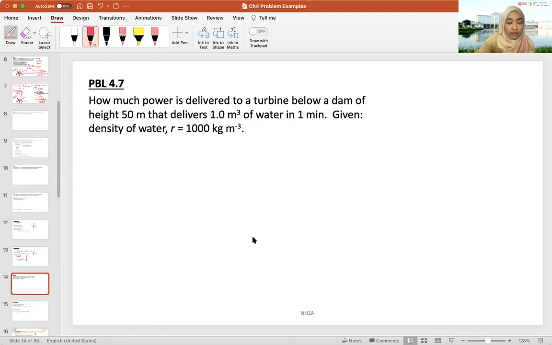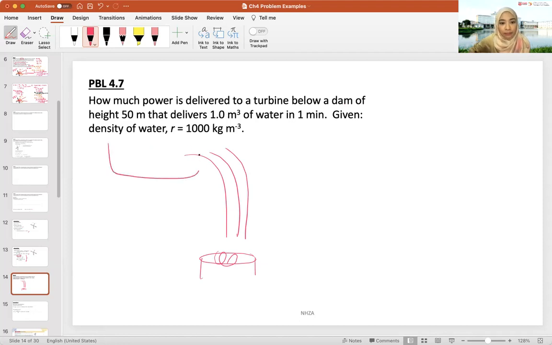Alright, so moving on, kita akan go to power. Nanti kita akan take a break after this example. How much power is delivered to a turbine below a dam? So this is our turbine. I don't know how a turbine looks like actually, walaupun saya engineer. Let's just say it looks like this. So this is our turbine and ada a dam that is releasing water into this turbine. So how much power is delivered to a turbine below a dam?